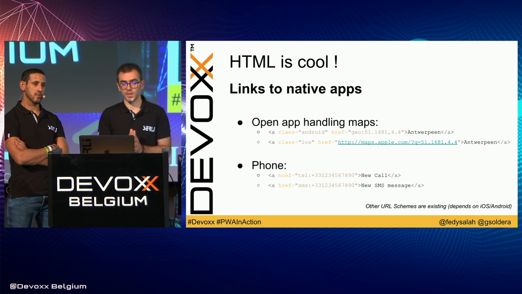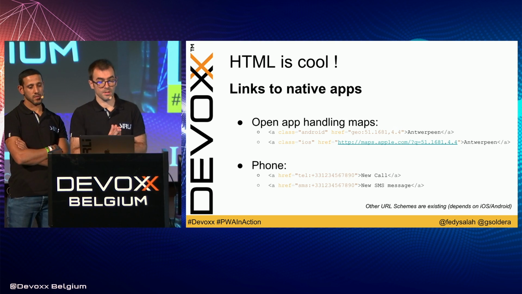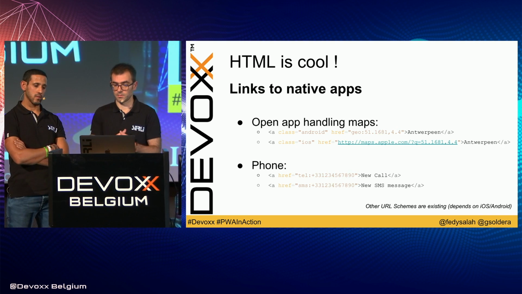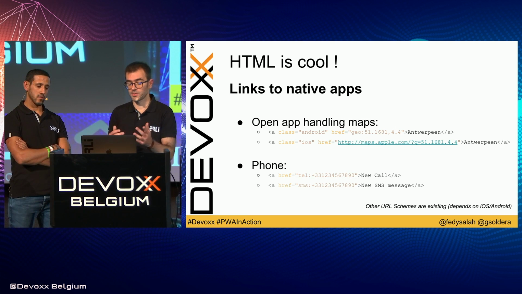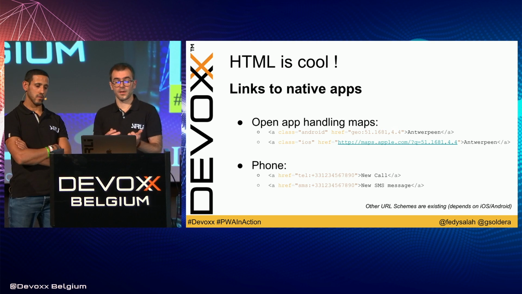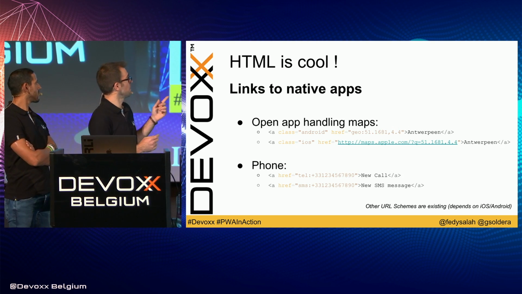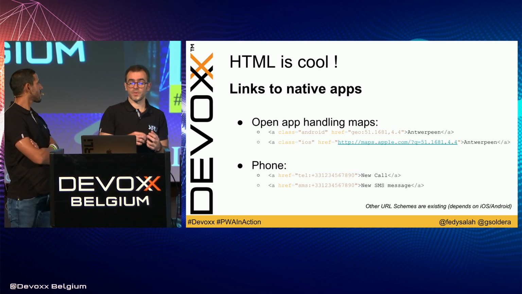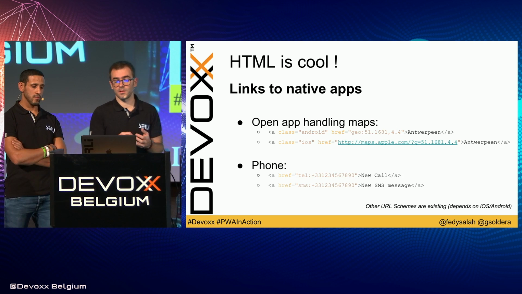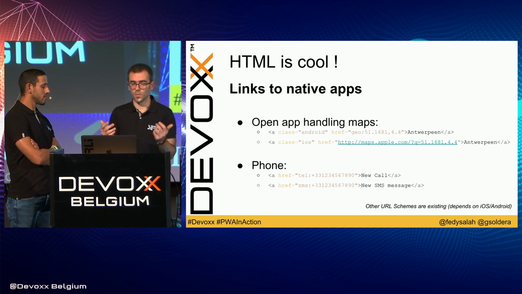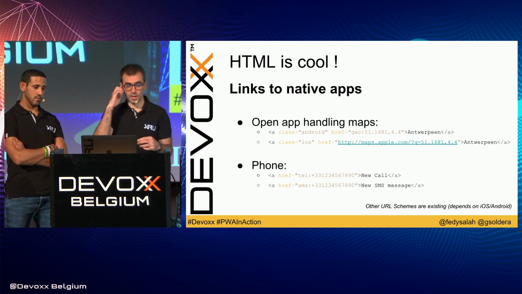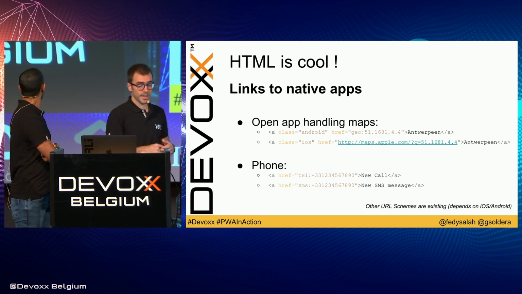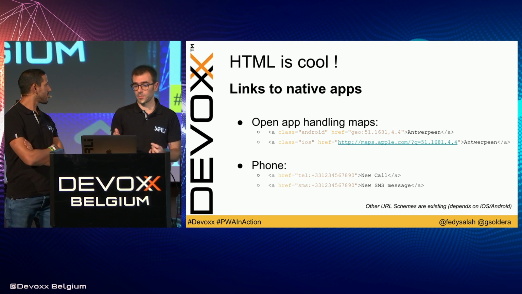In the same way, you can link to native apps with simply a classic HTML href. On Android, you have the geo protocol. It's the first line, and when you click on it, it launches an application which can handle maps, such as Google Maps or Waze or something like that. On iOS, there is a specific scheme, maps.apple.com, and it launches the Plans application.